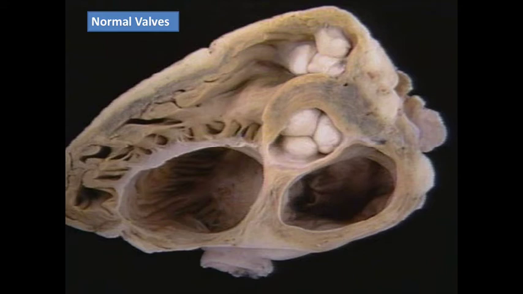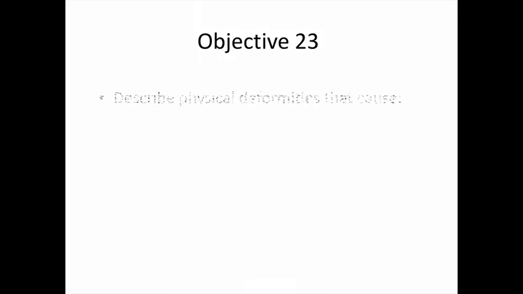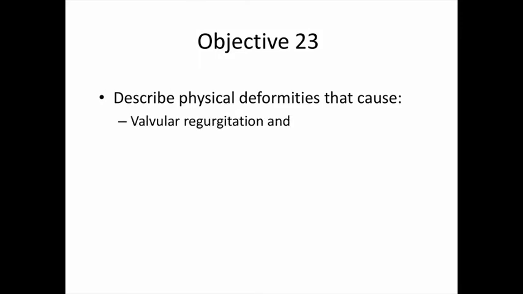We've seen this picture before. This is just showing us the fibrous skeleton of the heart and the four valves all in that plane. Okay, so without going crazy with this, we want to think about some of the physical issues that can cause valvular regurgitation and valvular stenosis. So we'll go through a list.